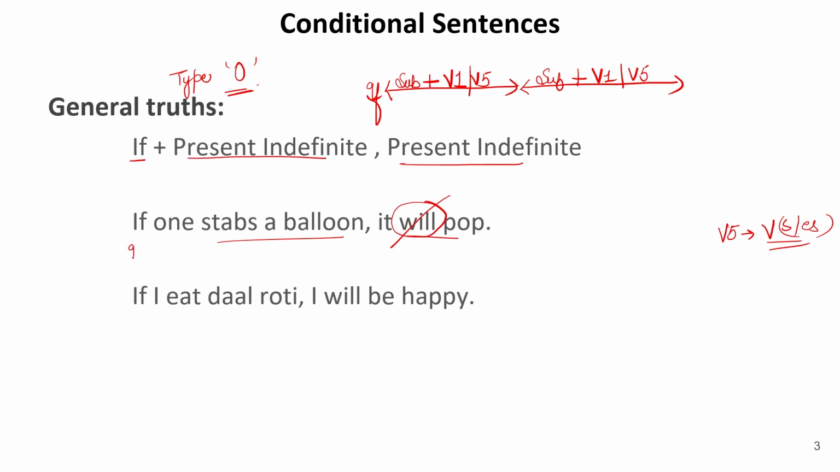In fact, the correct sentence will be: if one stabs a balloon, it pops, and not "it will pop". Because it always happens if one stabs a balloon, any balloon, anyone stabs, the same will happen. This is a scientific fact.